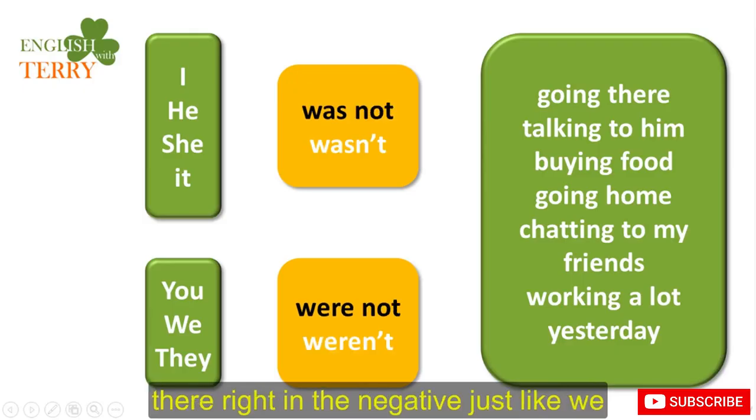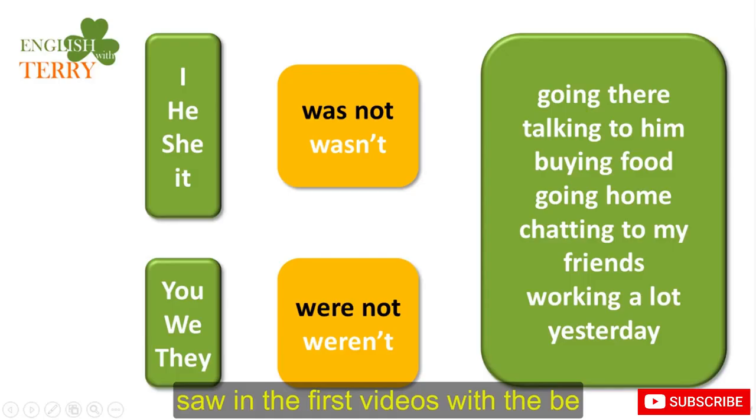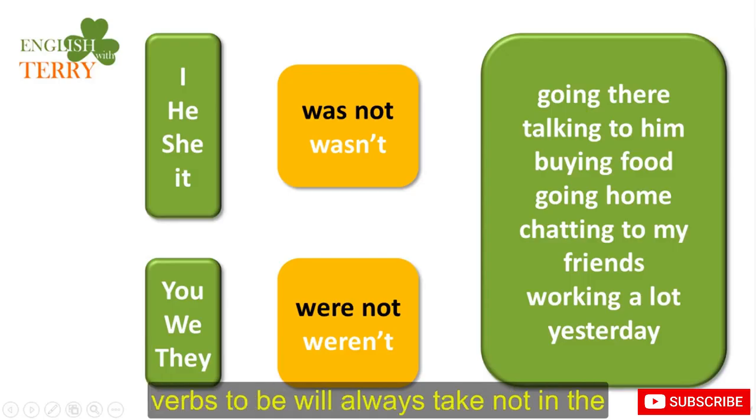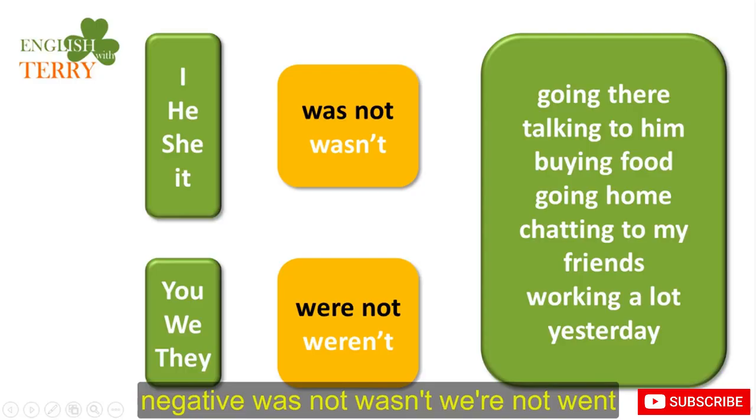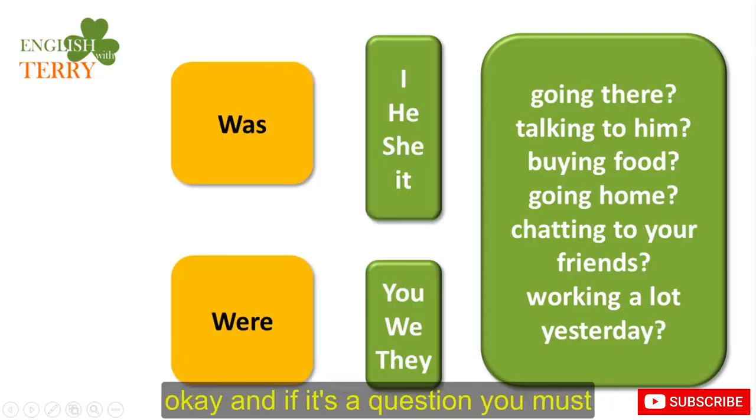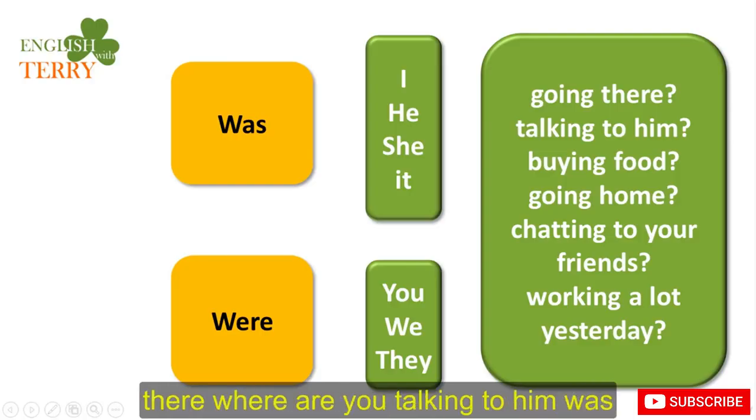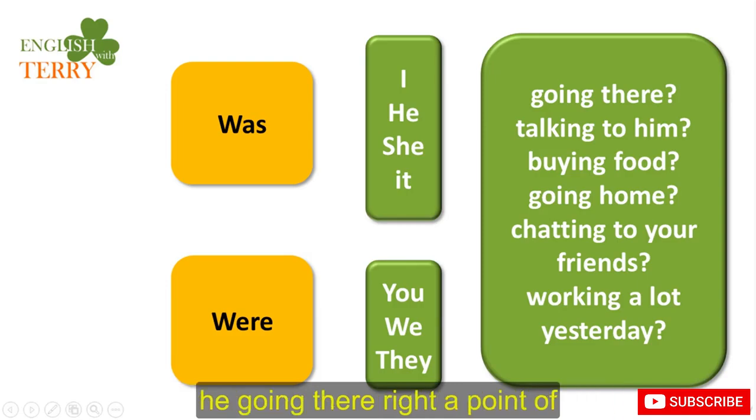In the negative, just like we saw in the first videos with the be verbs, to be will always take not in the negative. So was not, wasn't, were not, weren't, okay? And if it's a question, you must change the word order. So, was I going there? Were you talking to him? Was he going there, right?